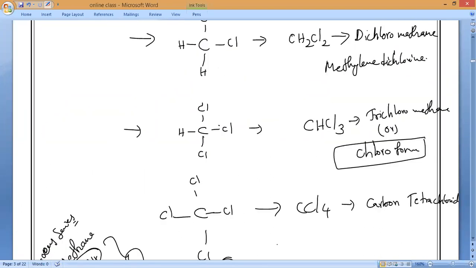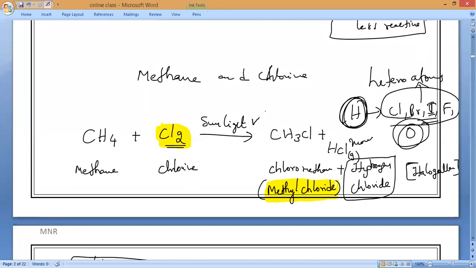Basically they are very unreactive because of the carbon-carbon single bond, but they can replace one hydrogen, two hydrogens, three hydrogens, four hydrogens also to form different substances. That is what you have to remember. That reaction is called a substitution reaction. The best example is the substitution reaction of methane with chlorine, which you can remember only takes place in the presence of what, guys? Sunlight.